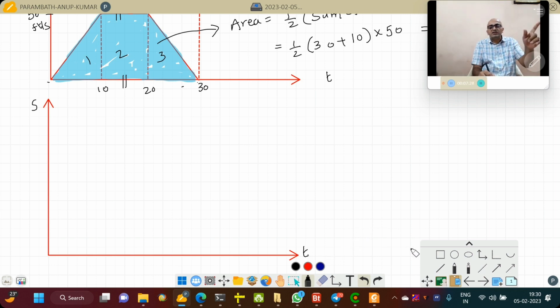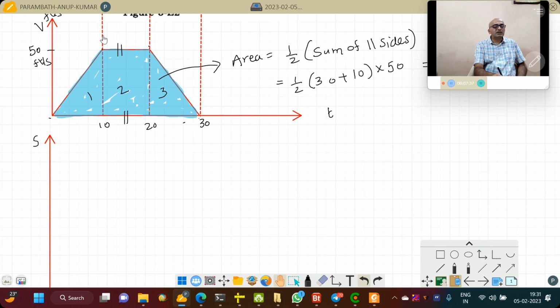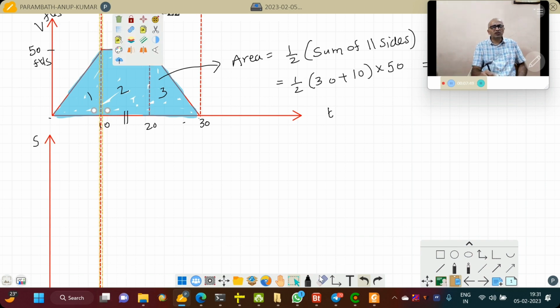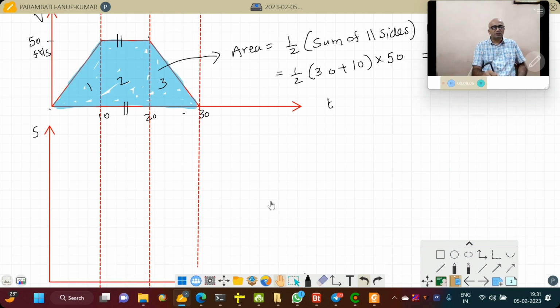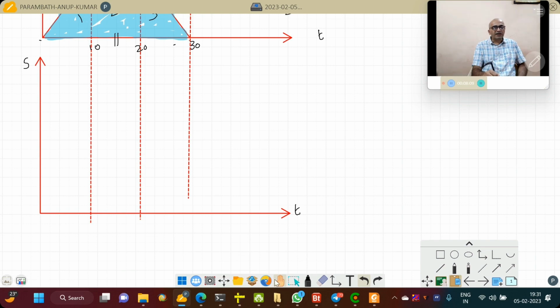I can extend the line which I already made for time. I am extending this line till here. I hope you are able to capture what I am doing, students. This also I will extend, and this also I will extend. The purpose is that I can make the position time graph with ease. I am ready with these lines, students.